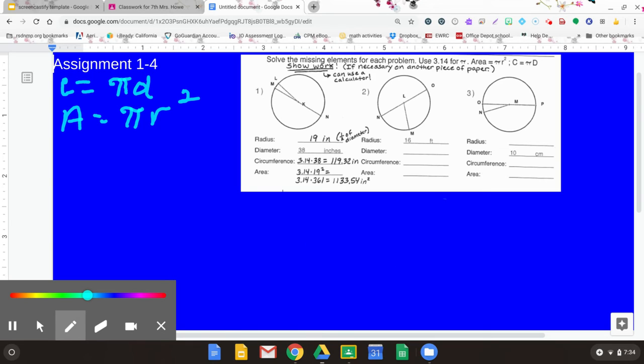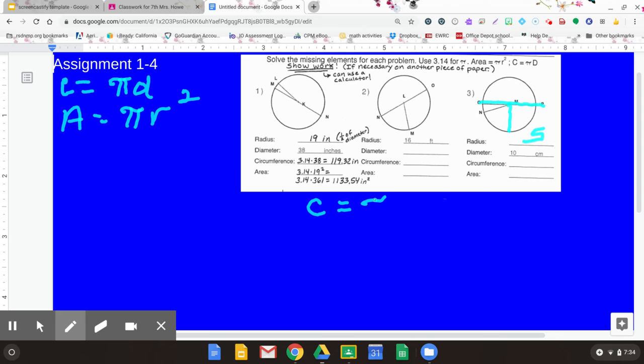Okay, we'll do the third circle now. So we have the diameter of 10. So the distance from one side of the circle to the other is 10 centimeters. So that means that the radius would be 5. It's half the distance of the diameter. So our radius is 5. I'll write it there this time. So now we want to find the circumference. So circumference equals pi times the diameter. Circumference equals 3.14 times our diameter, which is 10.